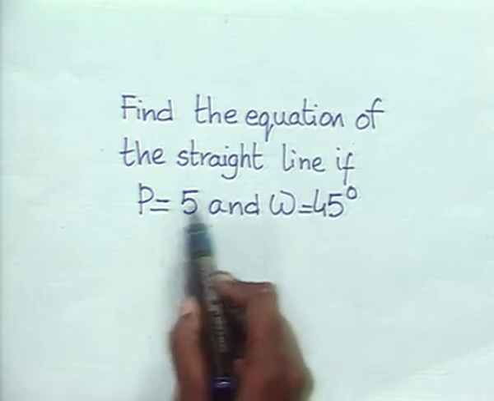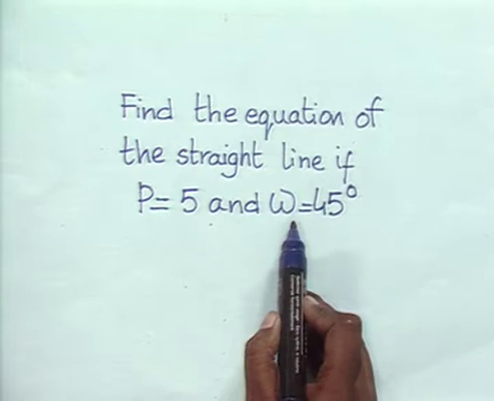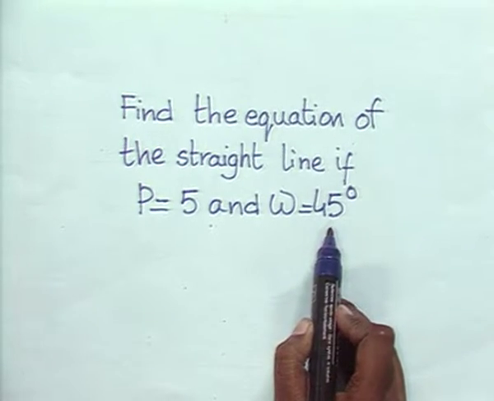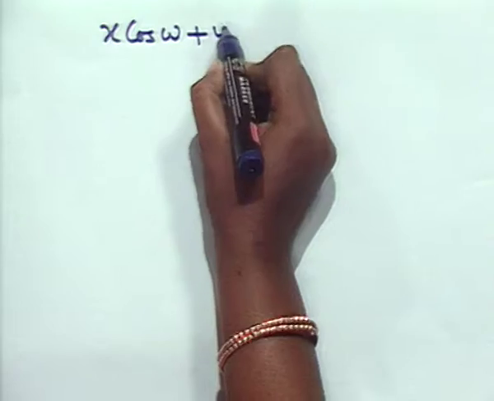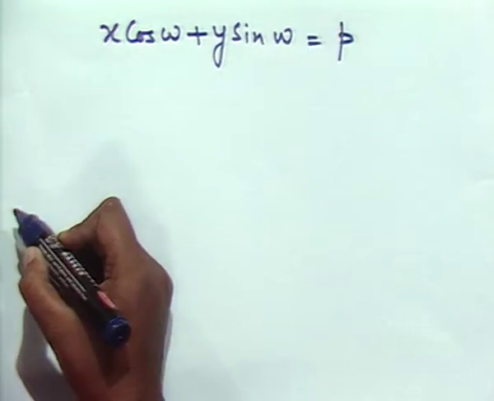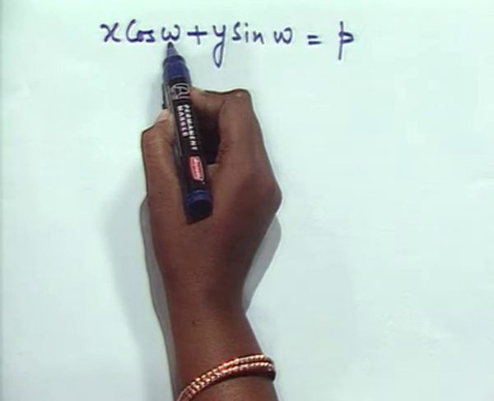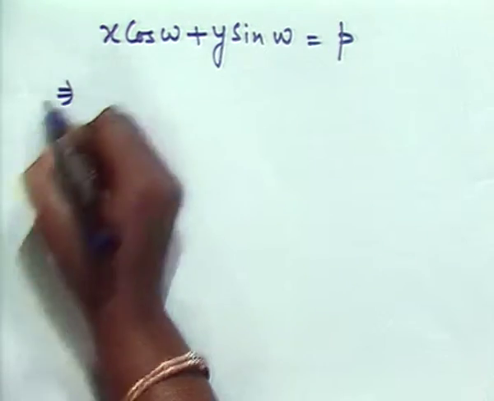Find the equation of the straight line if p is equal to 5 and omega is equal to 45 degree. It's a straight application of the normal form which we have just learned, that is x cos omega plus y sin omega is equal to p. So, you just said it is x cos omega plus y sin omega is equal to p. Now, we are given that omega is 45 degree and p is 5. So, straight away we can apply this.